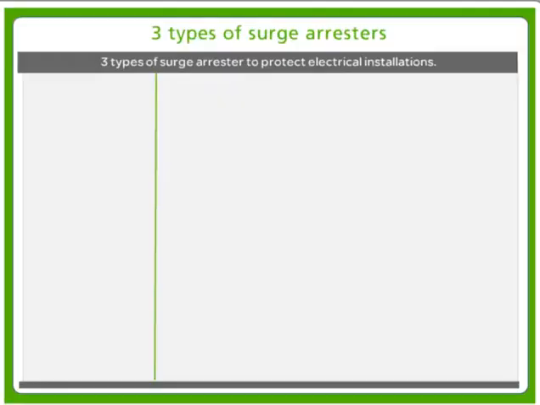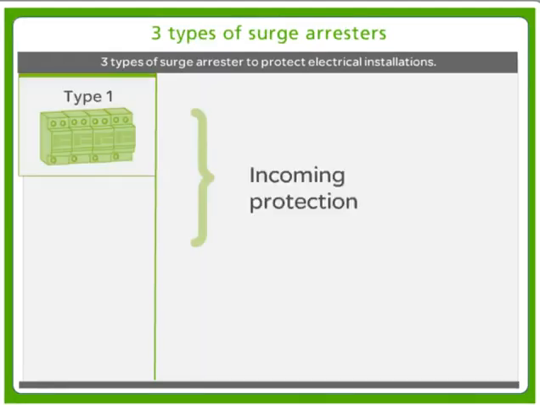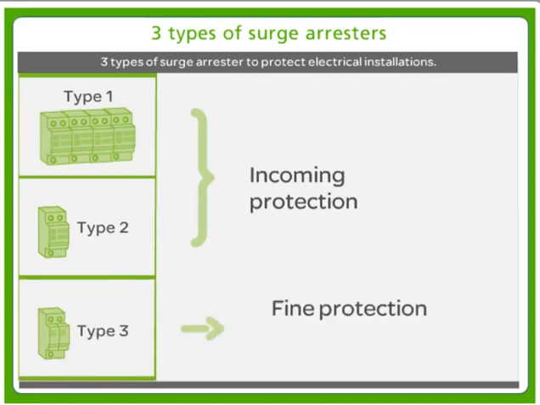There is suitable protection for each situation with 3 possible types of surge arresters. For incoming protection, Type 1 and 2 surge arresters are used. Type 2 surge arresters should be used in general cases. Type 1 surge arresters are only used when there is a lightning rod on the building. And Type 3 fine protection surge arresters are used in addition if there is sensitive equipment more than 10 meters from the incoming protection. Click the buttons to find out more about each type of surge arrestor.